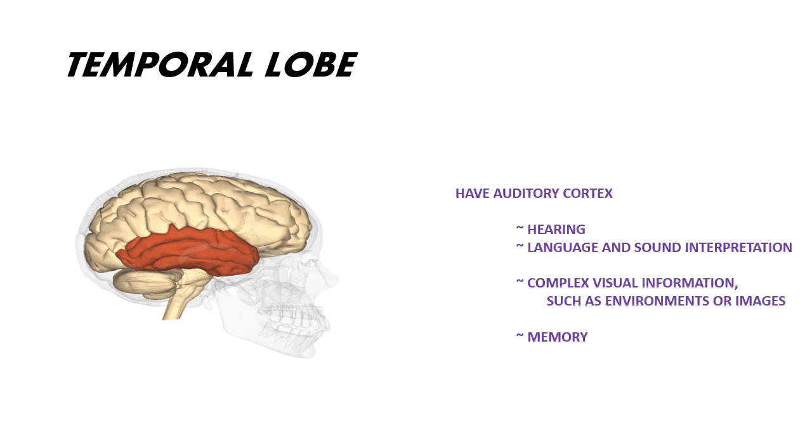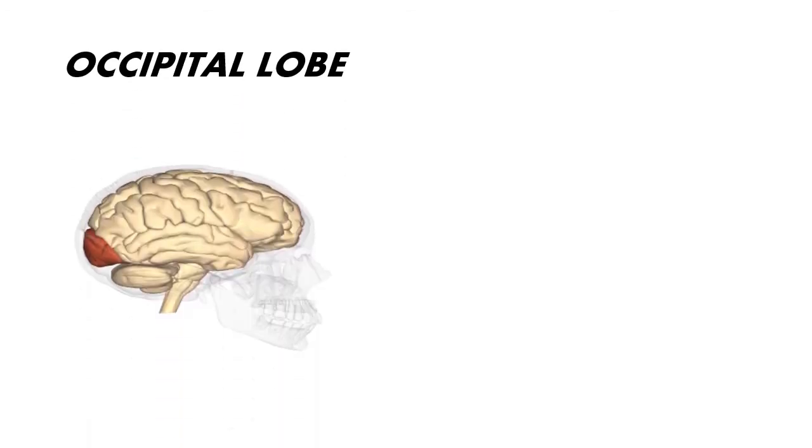Then the temporal lobe. The temporal lobe is found laterally in the cerebral cortex. The main functions of the temporal lobe are hearing, language and sound interpretation. It also has functions like complex visual information processing and memory. Then the occipital lobe. The occipital lobe is present posteriorly. It contains the visual cortex and its main role is in vision and its processing.